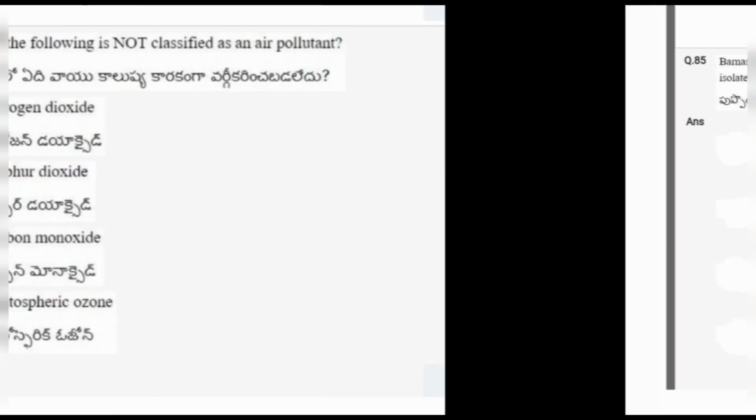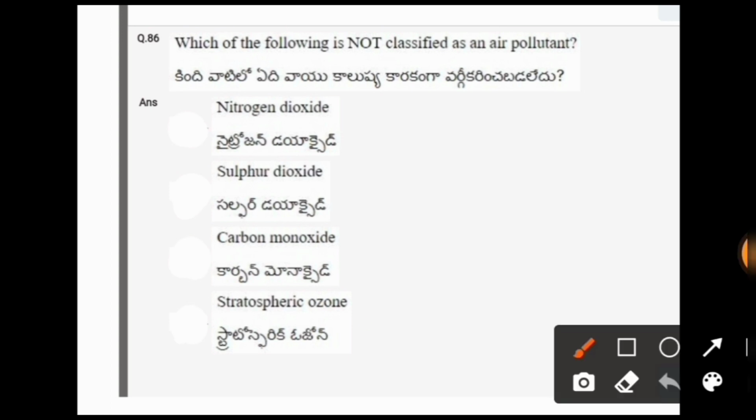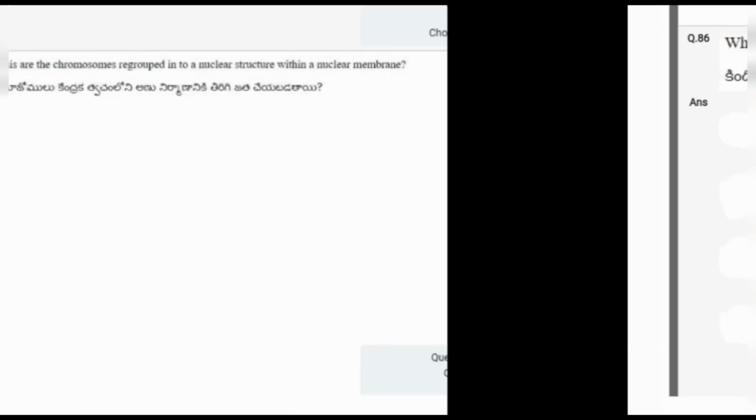So the next question is, which of the following is not classified as an air pollutant? The options are nitrogen dioxide, sulfur dioxide, carbon monoxide, stratospheric ozone. The correct option is the fourth one, that is stratospheric ozone, which is not classified as an air pollutant. Let's see the next question.